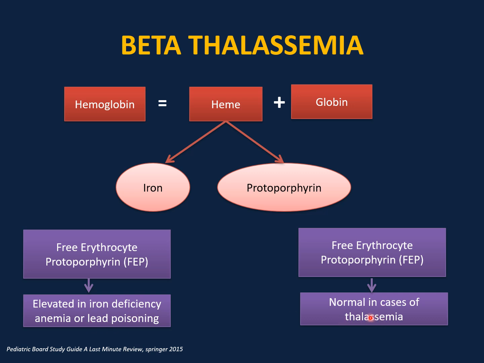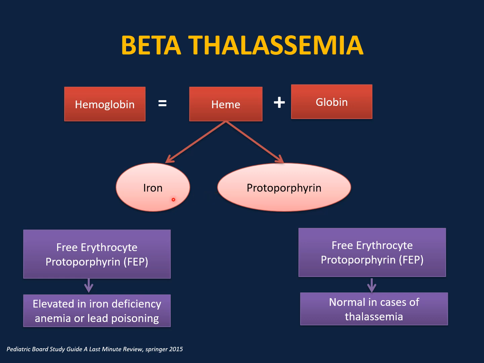The idea of this test is that thalassemia affects the globin but does not affect the protoporphyrin or the iron. So the protoporphyrin level will be normal in cases of thalassemia. But in cases of iron deficiency anemia, you do not have enough iron, so the protoporphyrin will be higher relative to the iron, will accumulate, and will be elevated. And this step occurs in the mitochondria also.